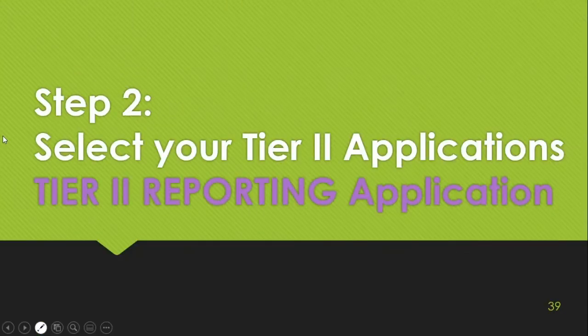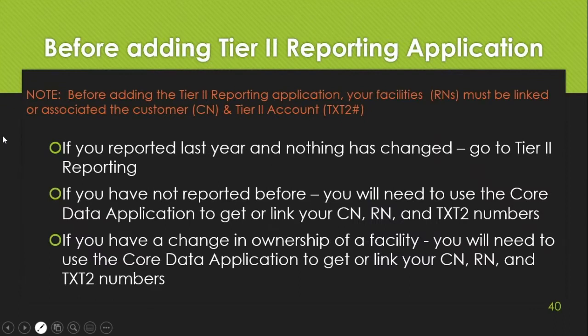So now we'll be adding the Tier 2 reporting application. But please note, before you'll be able to add the Tier 2 reporting application, your RNs, CN, and TXT2 number must all be affiliated. So if this is your first time ever reporting and you do not have a CN and TXT2 or any of your facility RNs linked, you will need to do that process in the Tier 2 core data prior to being able to add your CN to the Tier 2 reporting application. But if your facility or company has reported in the past, this information should already be linked and you should be able to add the CN to the Tier 2 reporting application.